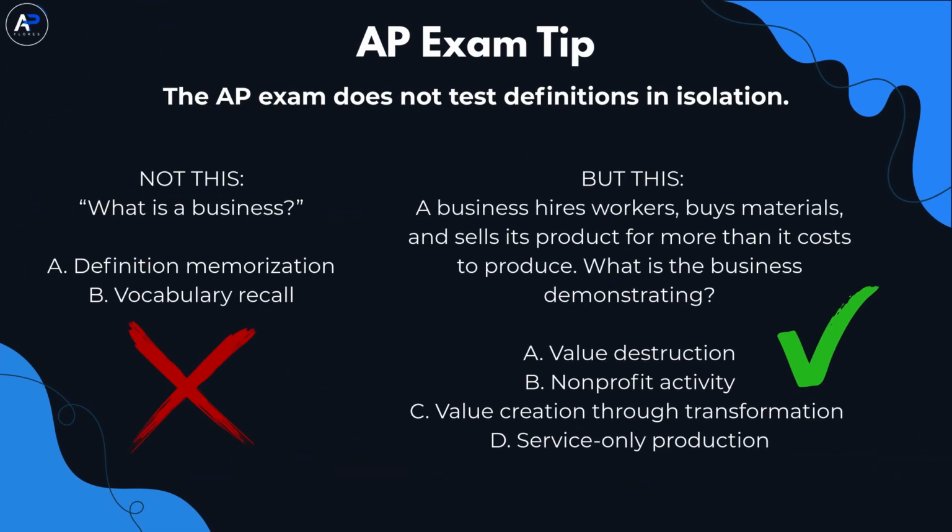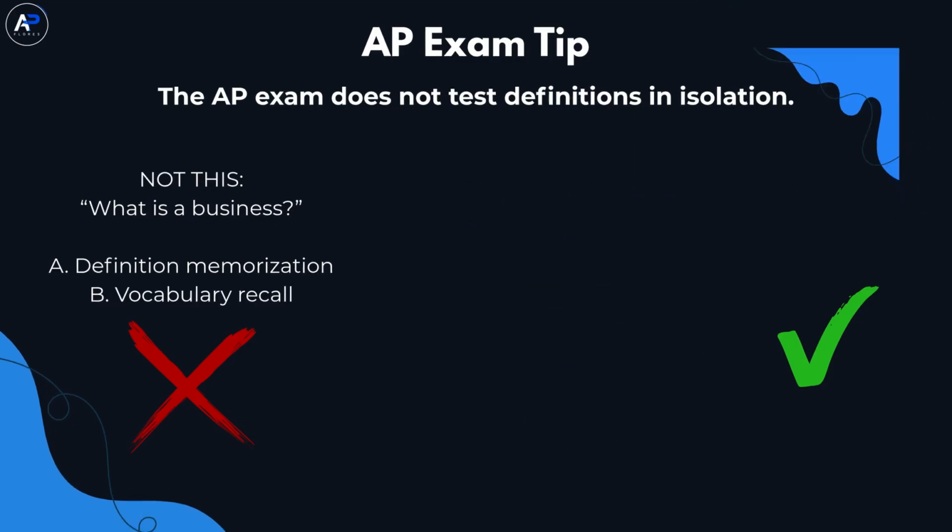Here's an important tip for the AP exam. College Board rarely asks you to simply define vocabulary. Instead, you'll be given a business scenario and asked to analyze it. You might need to identify the inputs, explain how value is created, or determine whether a company is providing goods or services. Focus on understanding how these ideas work together rather than memorizing isolated definitions.